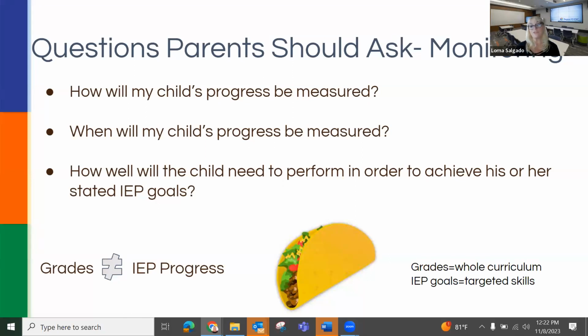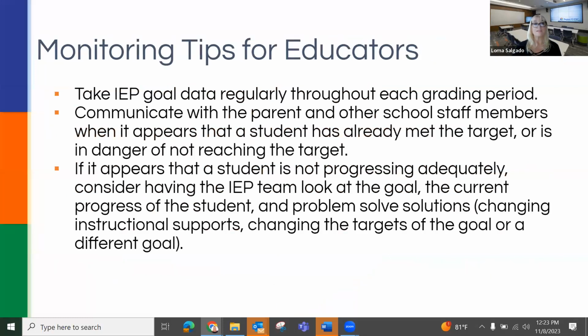Might be about behavior, might be about socialization, self-help skills, things like that. Those are also parts of what we're teaching the child, but those IEP progress things could be also graded. That's why we have them separately, because they're the most important thing for your child, whereas grades are the whole taco. So hopefully that little visual helps you a little bit with why do I get both and what's the difference. All right.